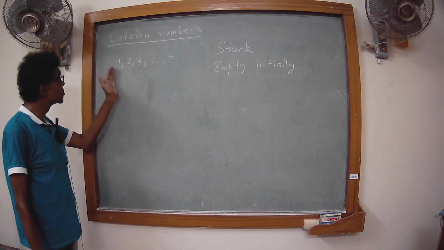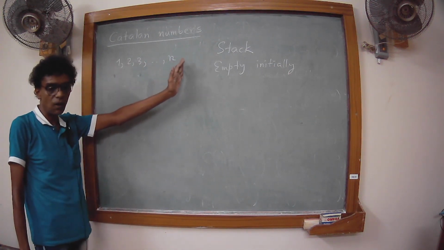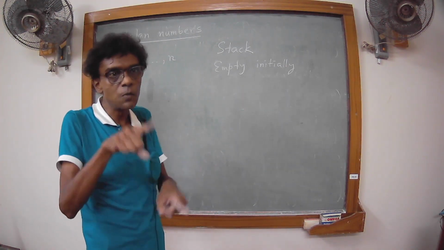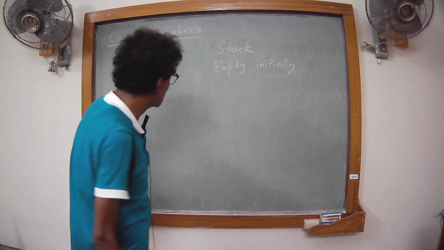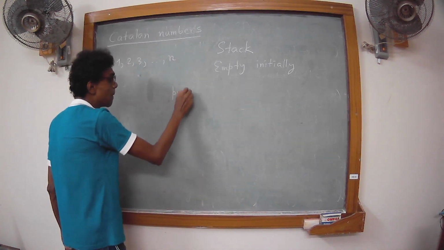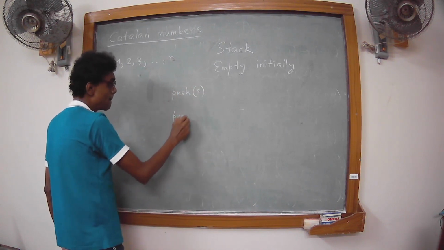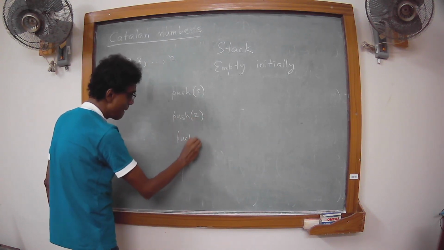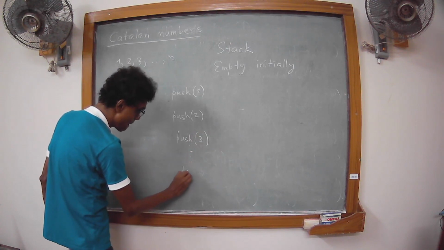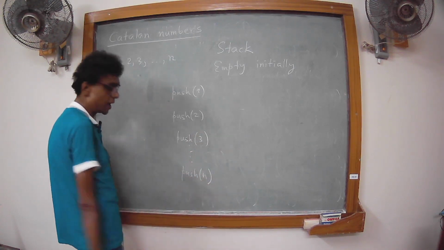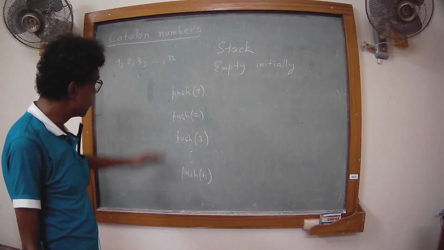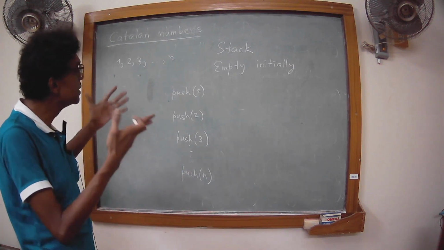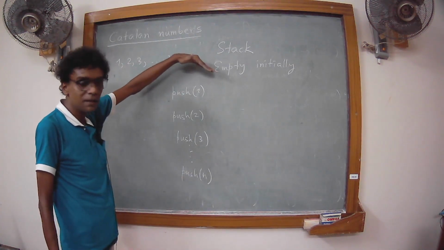Then what will you do? You will push 1, push 2, push 3, push 4 and so on, push n in that sequence. And in between these pushes, you will make pop operations. So push 1, push 2, push 3, push n. And you have pushed n elements, you have to pop out n elements, eventually letting the stack be empty again.